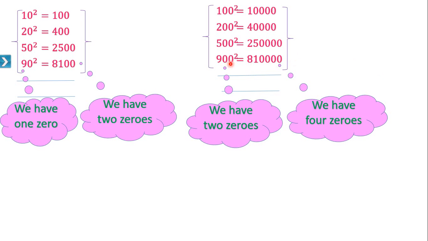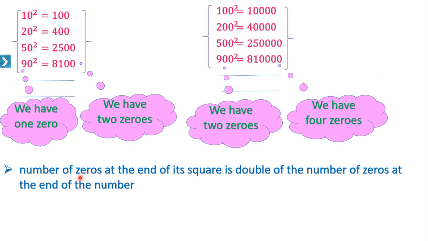So the number of zeros at the end of a number doubles when we square it. The number of zeros at the end of its square is double the number of zeros at the end of the number.